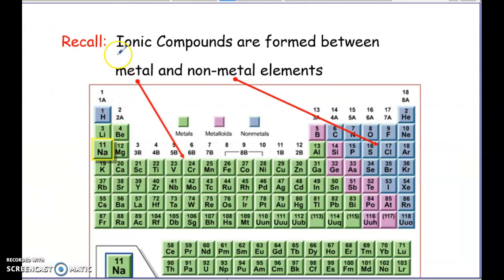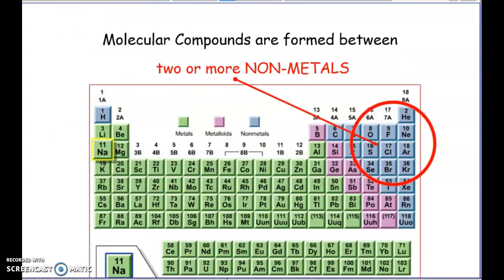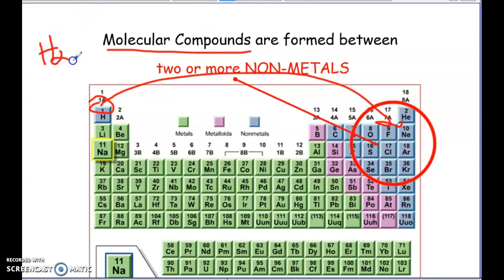So remember that ionic compounds is when you have a metal with a non-metal, okay? But when we're dealing with molecular compounds, you have two or more non-metals coming together. And keep in mind, hydrogen is also part of that. So something like water, right? H2O. We have hydrogen and oxygen. Those are non-metals. So we know that those are going to share their electrons and not transfer them.